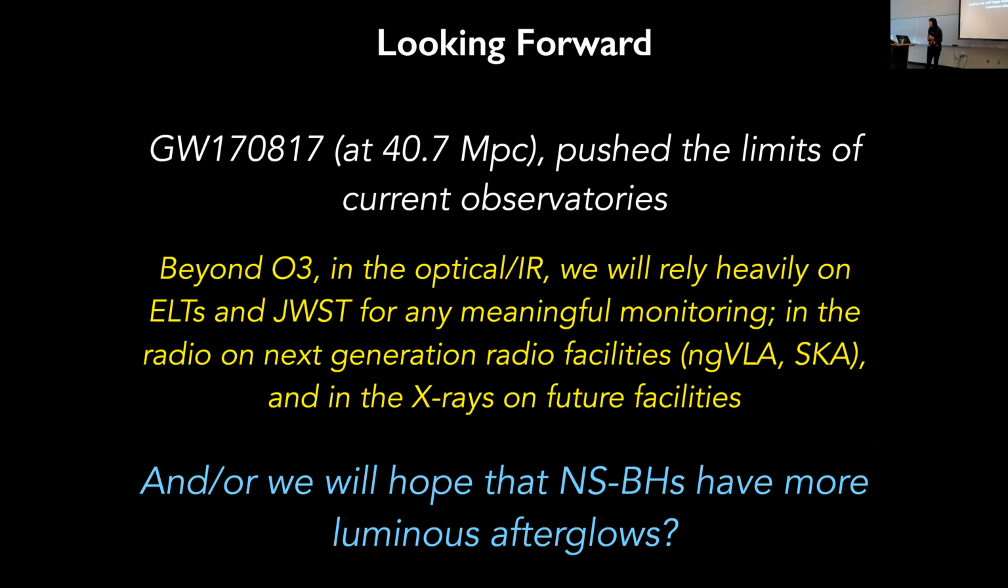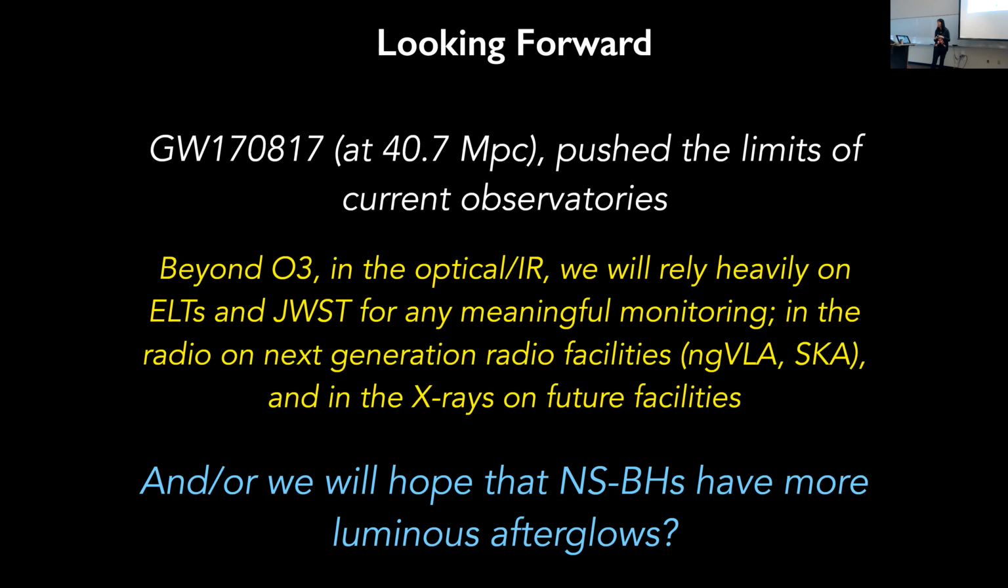Okay, so these are final thoughts, looking forward to the future ahead. I think 170817 really pushed the limits of current observatories. It was at 40.7 megaparsecs. I showed you hundreds of hours' worth of data just on that event alone. It was an extremely local event. Beyond O3, beyond this current observing run, we'll rely really heavily on extremely large telescopes as well as James Webb, which I'm super excited about, in order to characterize these signals. And on the radio and next generation facilities, which are planned or under construction or just starting their commissioning phases. And then for X-rays, we really have to think carefully about what we want to plan in the future. Or we will hope that neutron star black holes have more luminous afterglows that might give us a leg up on trying to understand and characterize their signals.